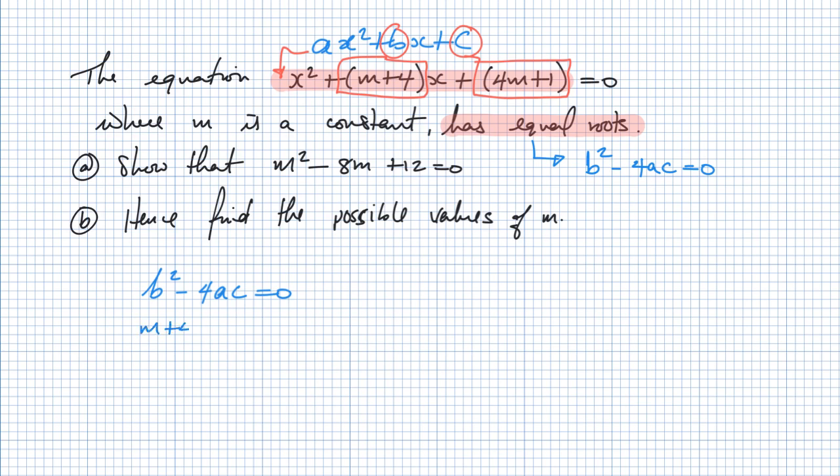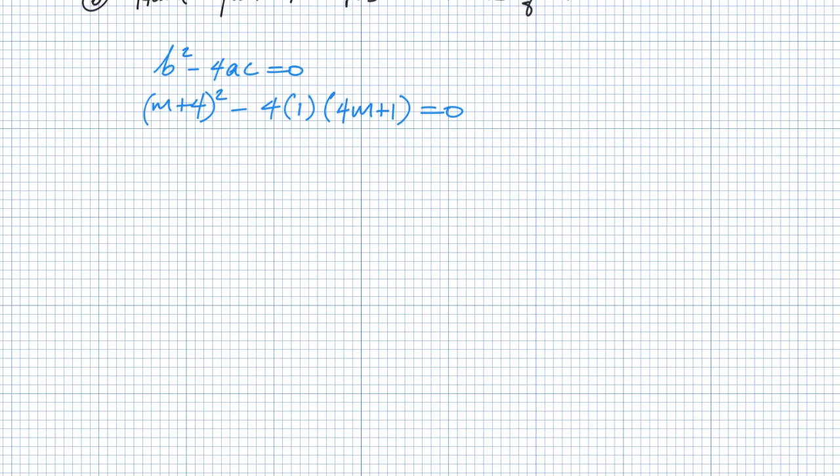So, (m plus 4) all squared, minus 4 times a, which is 1, because it's only 1 in front of the x squared there, times c, and c is 4m plus 1. That all should be equal to 0 because of the equal roots. So that's the c there, and that's it all there. Now it's a matter of expanding and simplifying. So for example, here now, please do not make the mistake and say that this is m squared plus 16. You must expand this.